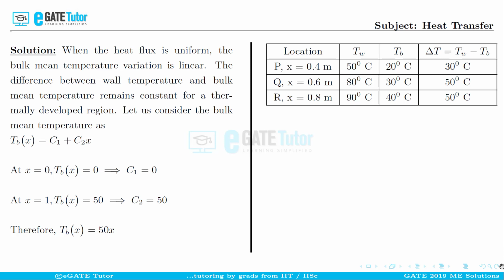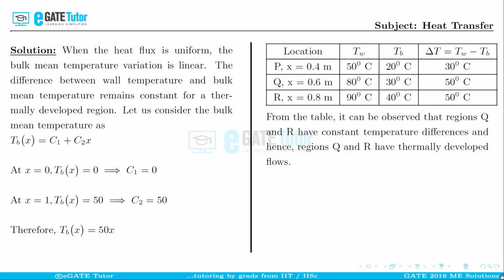When you look at the values of delta T in this table clearly, we know that the difference between wall temperature and bulk temperature remains constant for thermally developed flows. Out of these three regions, it is clear that the difference between wall temperature and bulk temperature is constant for points Q and R. Therefore, for the given conditions in the question, thermally developed flows are in the regions of point Q and R only.